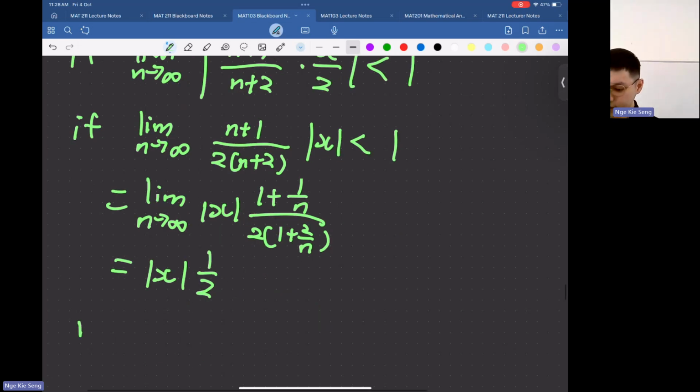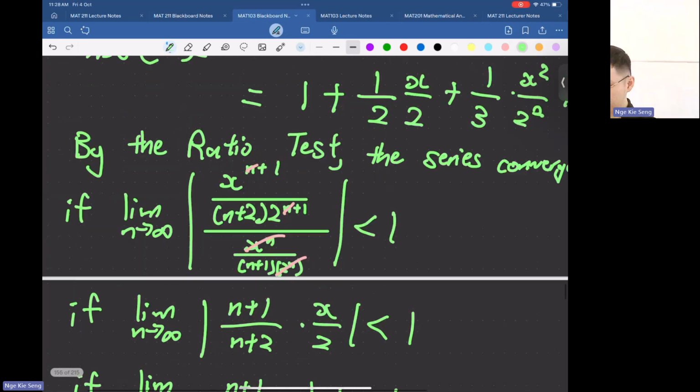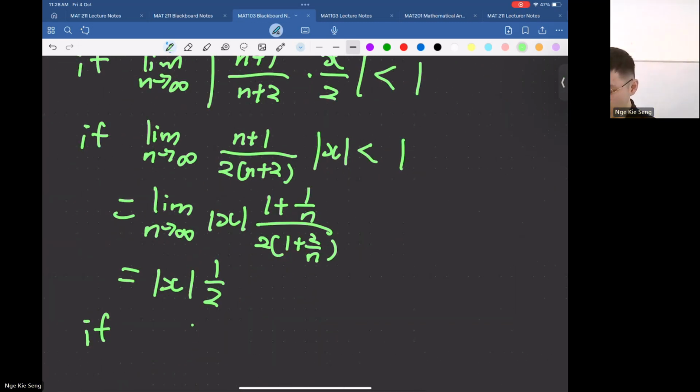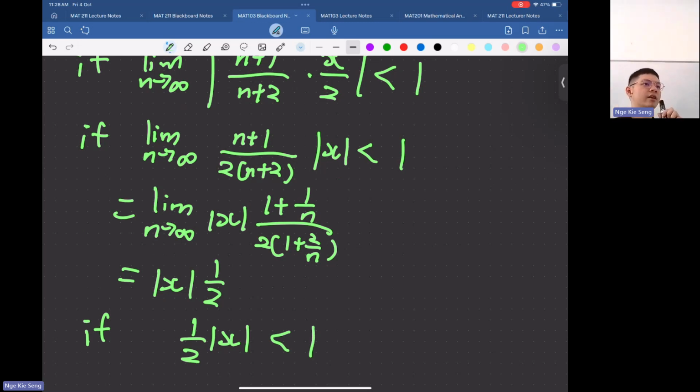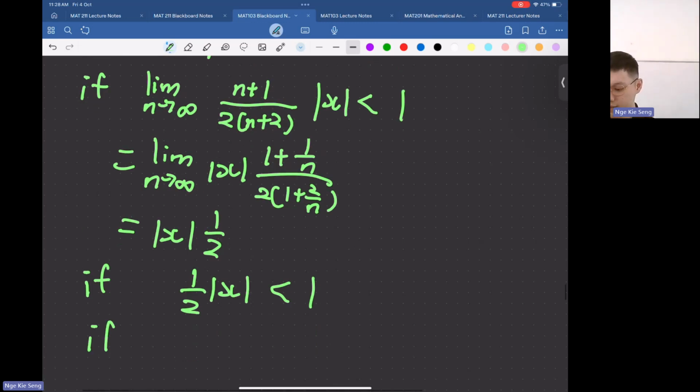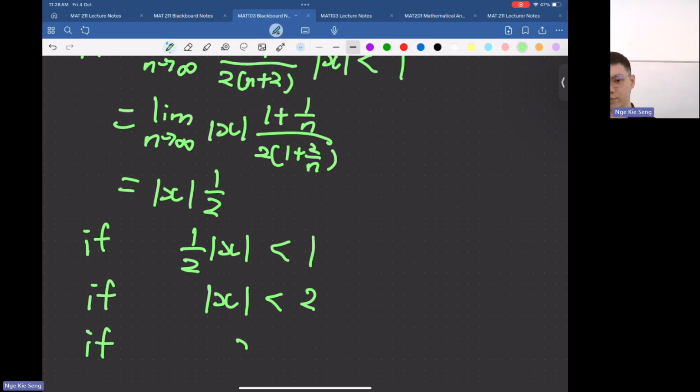So this means that you need to make sure that what? 1 over 2 times absolute x is less than 1. Only then can you use the ratio test to conclude it converges. But this means that absolute x has to be less than 2, which means that x has to be in between -2 and 2.